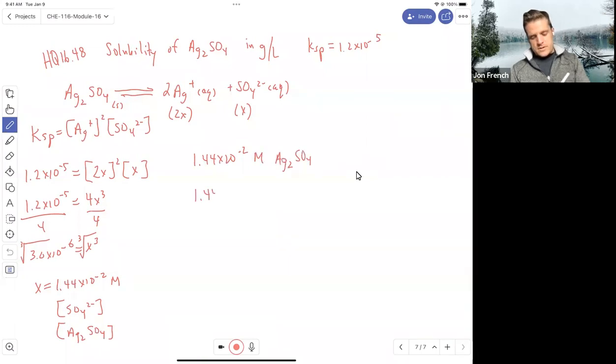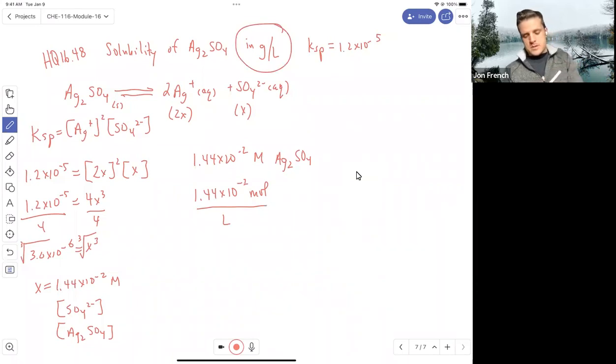So 1.44 times 10 to the minus 2, molarity is moles per liter, and I'm looking for this in grams per liter. So I need the molar mass, and so that's why I asked you to look up the molar mass, right? The molar mass of silver sulfate is 311.7, we'll just say 0.8 grams per mole. So I want moles to cancel out, and I'm going to be left with grams. So I know for every 1 mole of silver sulfate, I need 311.8 grams, right?